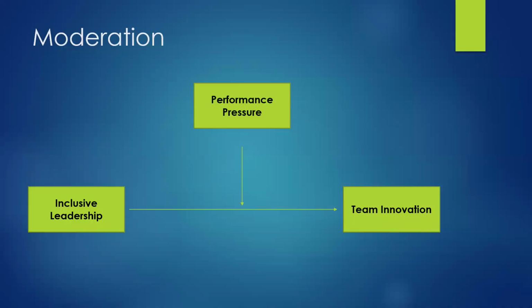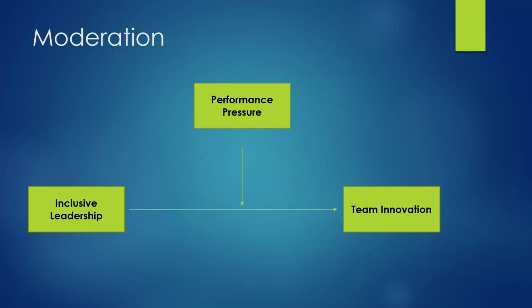So if we were to visually represent that, it would look like this. The relationship between inclusive leadership and team voice is moderated by performance pressure, right? So this visual representation of moderation helps us understand that relationship. When performance pressure is higher, they are expecting the impact of inclusive leadership on team voice to be stronger.